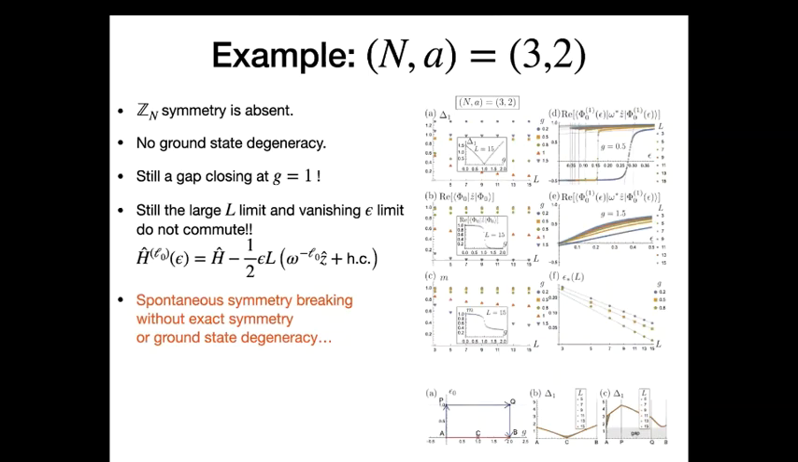For the symmetry broken state, is the ground state something like a cat state? No, actually it's really just a product state, on both sides. I see. This is really kind of crazy. We don't have exact symmetry, and we don't have ground state degeneracy.